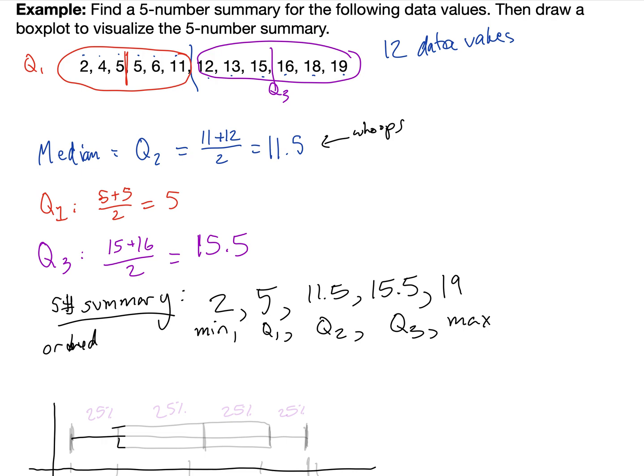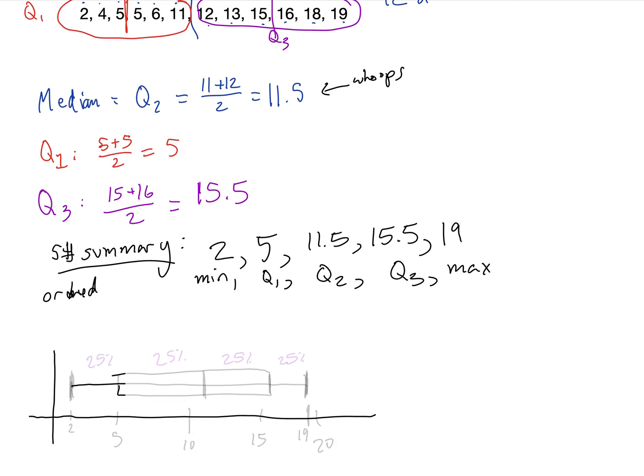Okay, let's now draw a box plot based on that 5-number summary. So we see that the data values go from 2 to 19. So we have different options for how we scale our set. But we could, for example, go up to 20 and add some midpoints, maybe at 5 and 10 and 15. This is just a rough sketch.